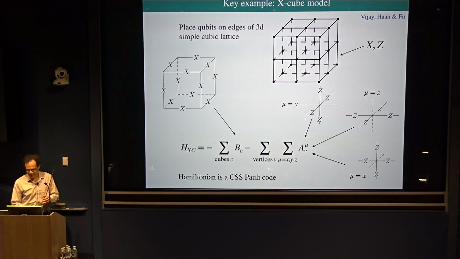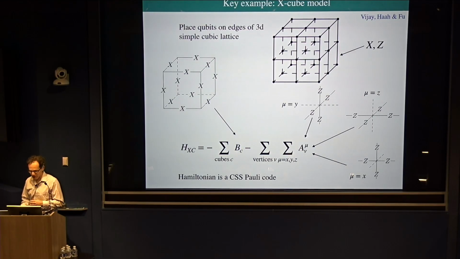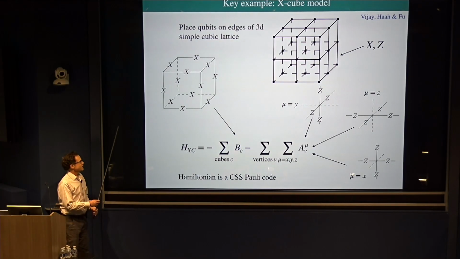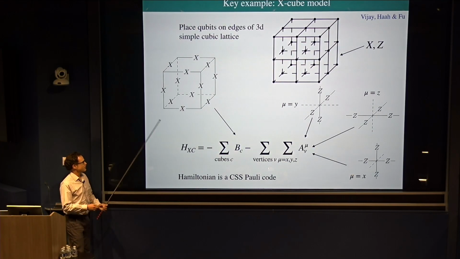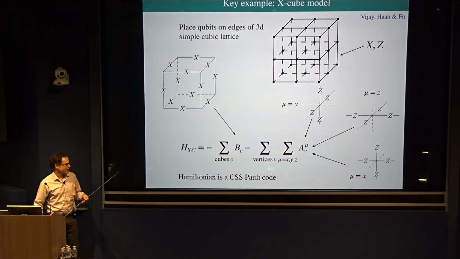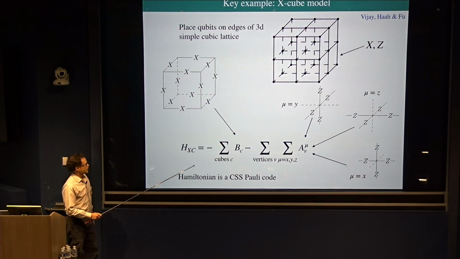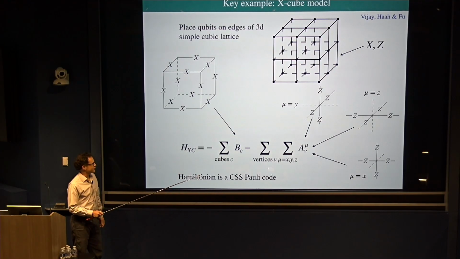So let's begin with a key example, kind of the hydrogen atom of fracton physics, the X-cube model from our chair's PhD work. This is a model where you put qubits on the edges of a simple cubic lattice. The Hamiltonian is a sum of commuting terms, each of which is a product of either X or Z Pauli operators. Hamiltonians like that are called CSS Pauli codes, and the terms in the Hamiltonian are called stabilizers.